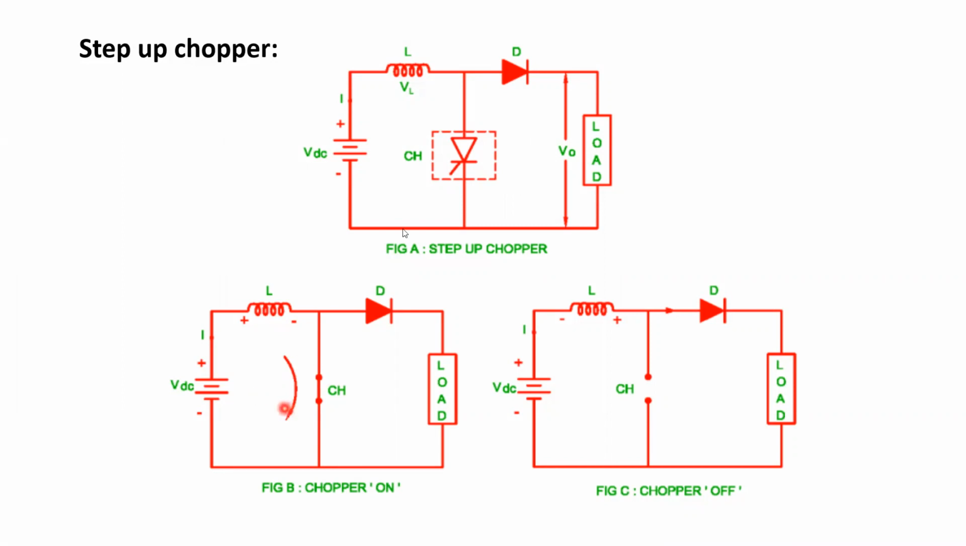Coming to figure B, when the chopper is on, it behaves like a closed switch. That means it is a short circuit path. Whenever the supply is given, the inductance stores the energy. After the inductance, you have two paths: one is the chopper path and another is the diode path. Can anyone guess which path the current takes initially, the diode path or the chopper path?